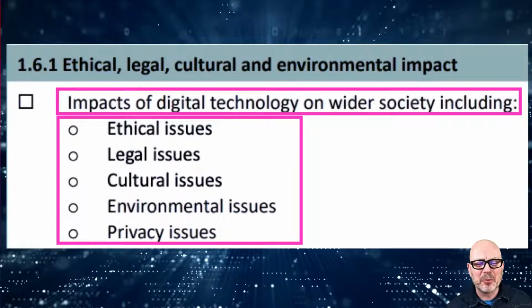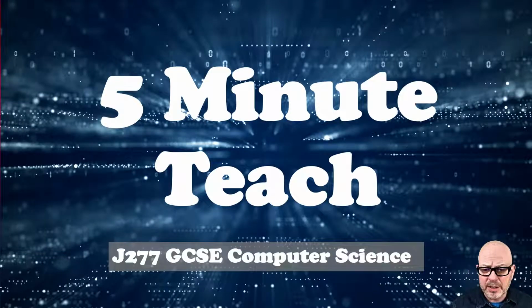Ethical, legal, cultural, environmental, and privacy. Privacy is easy because that relates to GDPR and the fact that people's data needs to be kept in a certain way so it's safe. And these sort of data breaches are an example of where that's gone totally wrong.